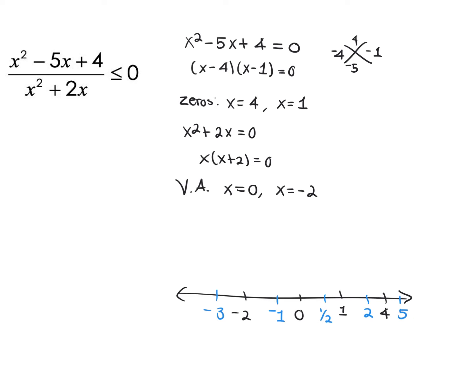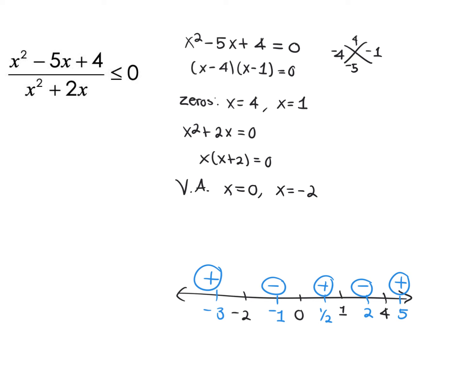So at 5, the graph is going to be greater than 0. At 2, the graph will be less than 0. At 1/2, the graph will be greater than 0. At negative 1, the graph will be less than 0. And at negative 3, the graph will be greater than 0.